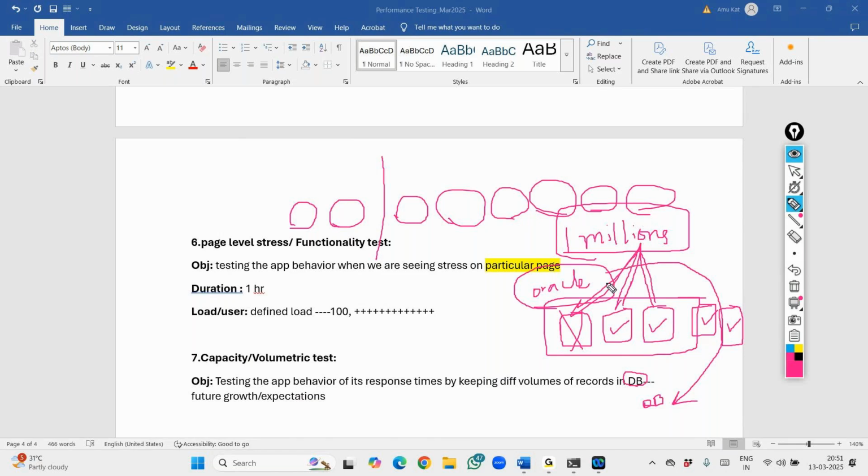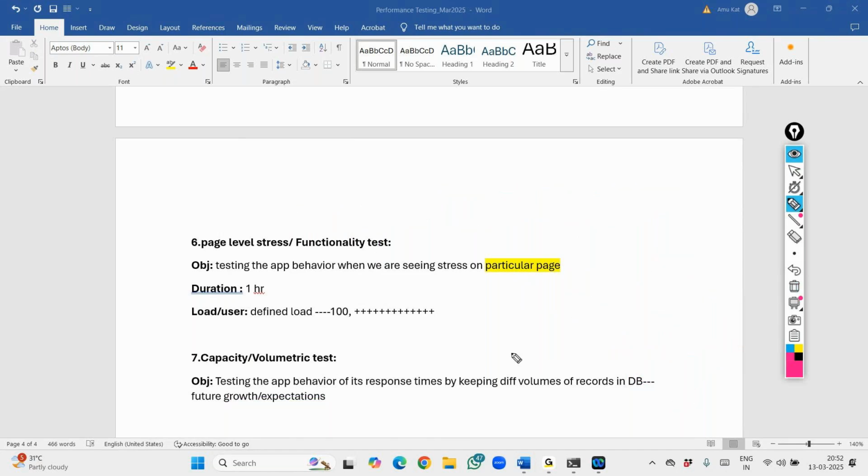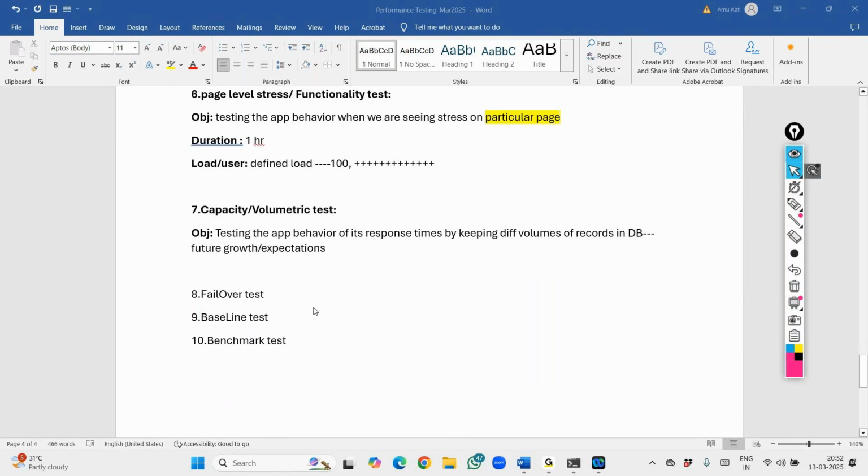While transferring the data, we can simply say how exactly our application is behaving and how the response times are varying by keeping these records in different volumes, by splitting these into multiple records or multiple volumes as per the future growth. Okay, that is capacity. So here also, the duration and the load will be the same.